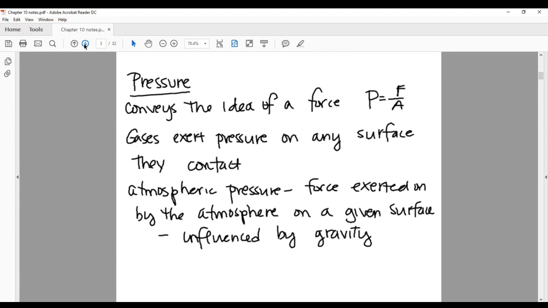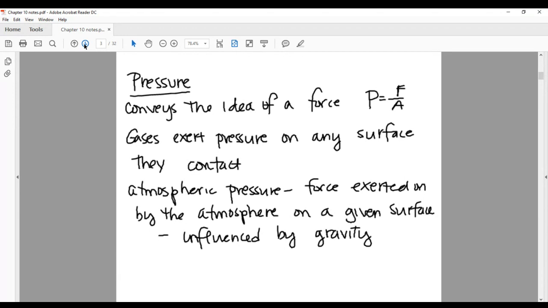But at the same time, the atmospheric gases, the air around us, are exerting pressure on the outside surface of the balloon. And in order to blow up a balloon, you have to put more pressure into the balloon than what's in the atmosphere. So you have to kind of fight that atmospheric pressure.